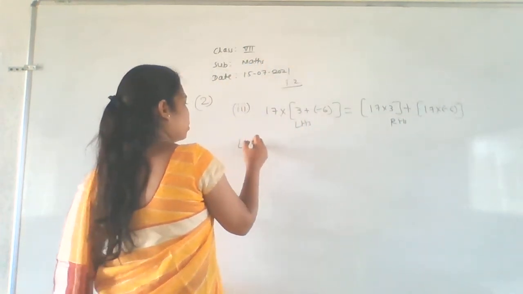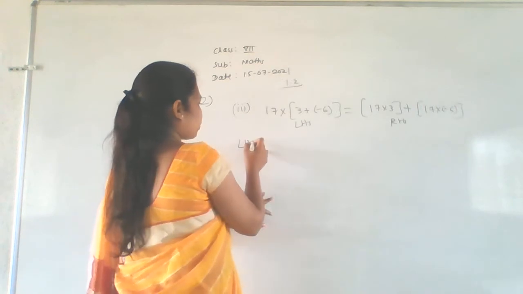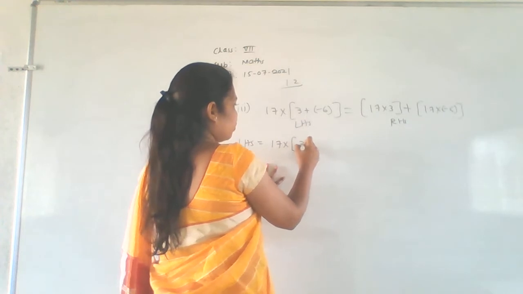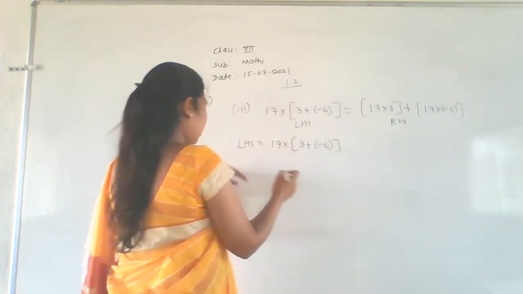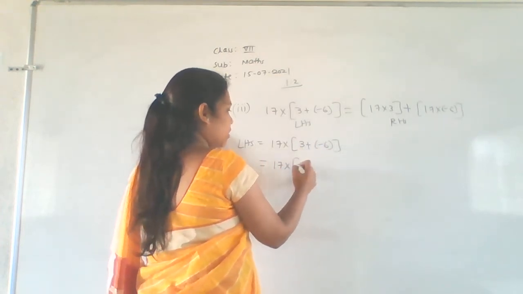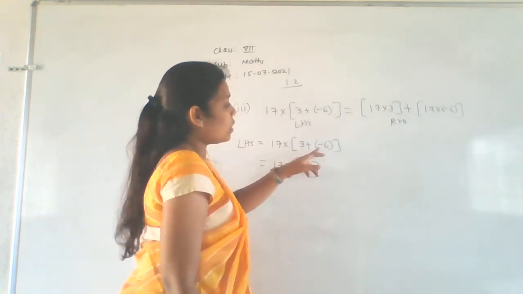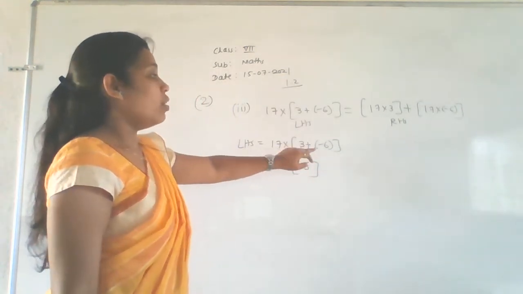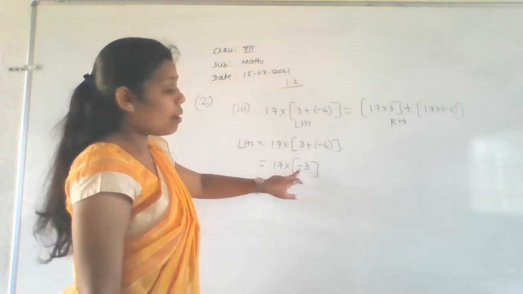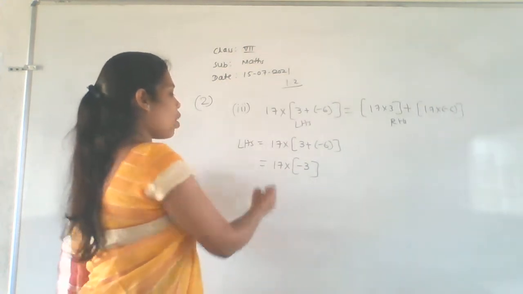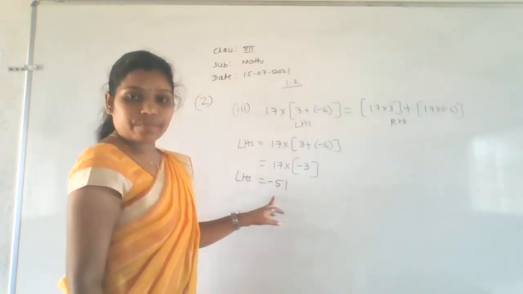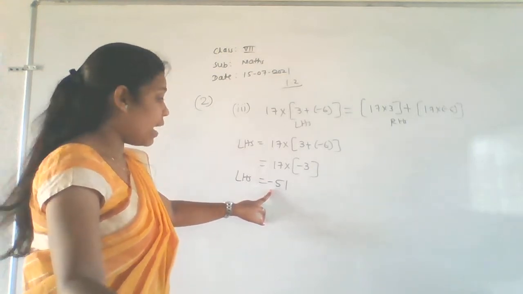Consider the LHS. So LHS is equal to 17 into 3 plus of minus 6. Next, 17 into 3 minus 6. 3 minus 6 means it is minus 3. Right? One plus is there, one minus is there, we have to subtract here. And which sign do we have to write? The bigger number's sign. The bigger number's sign is minus here. For that reason I wrote minus 3. Okay, now multiply. 17 times 3 is how much? 17 times 3 is 51 and this will be the minus sign. Understanding? Yes. So LHS we got as minus 51.